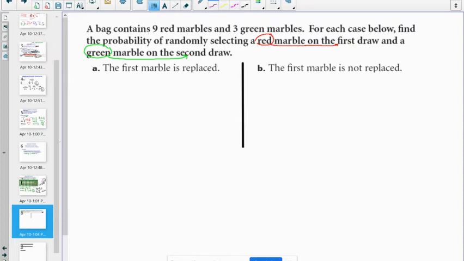Now, we have two problems. This might help, again, solidify differentiating between the two. So we have 9 red marbles, 3 green ones, and for each case below, we're going to find the probability of red and then green. The first one is if it is replaced. So if the marble is replaced, does that mean it's independent or dependent? Let's think. Yeah, independent. If you said independent, you're right.